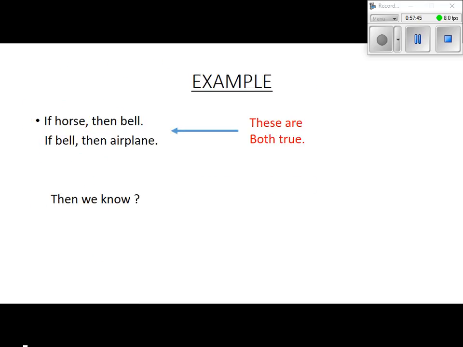So Caleb, I tell you, if horse, then bell. If bell, then airplane. We know that these are both true. Well, what could we say down here then? If horse, then airplane.